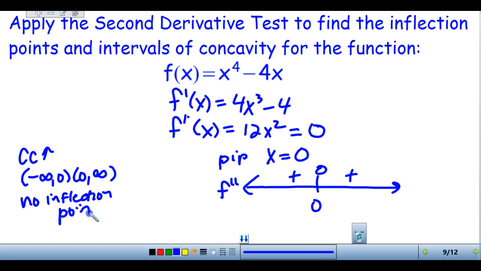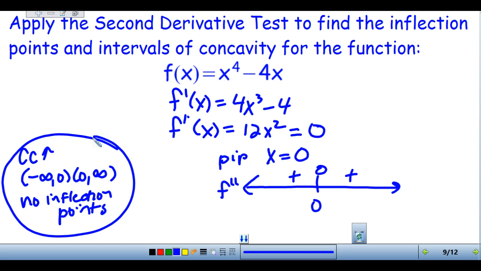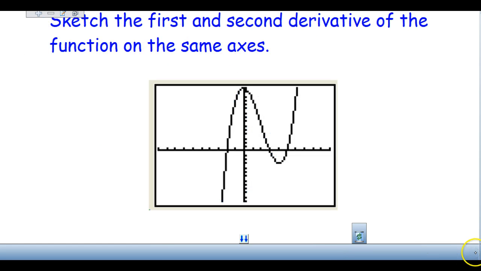Even when you're asked to please describe the inflection points, even if there aren't any, rather than leaving it off the list, please state that there are no inflection points.